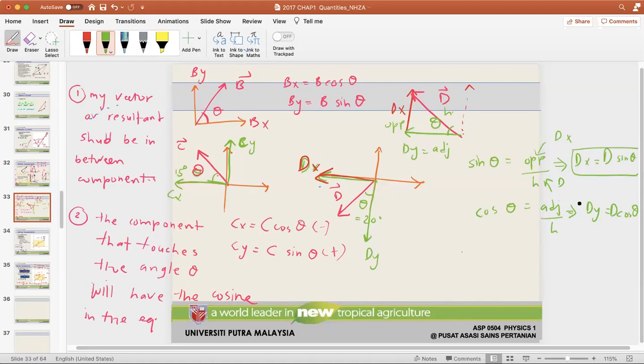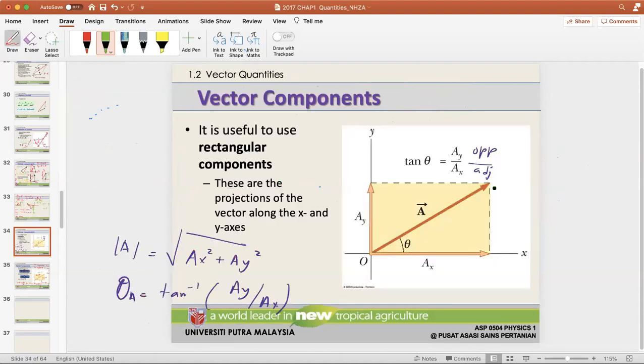Again, it depends on where your angle is situated. I've given you an easy way to remember this: the component that touches the angle will have the cosine in the equation. Here, the angle touches dy, so dy gets the cosine. That's just a way to remember it. You can also draw this triangle, no problem at all, but it's going to take some time. Is that clear? Clear. Okay.